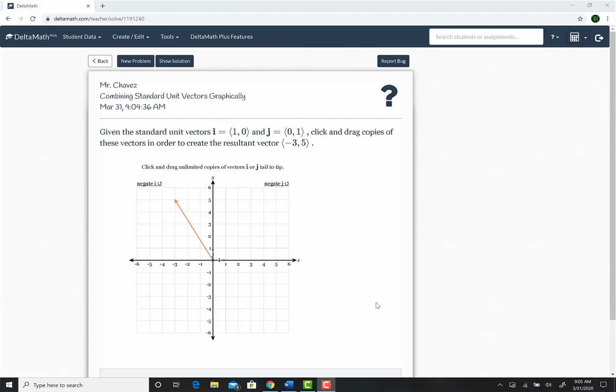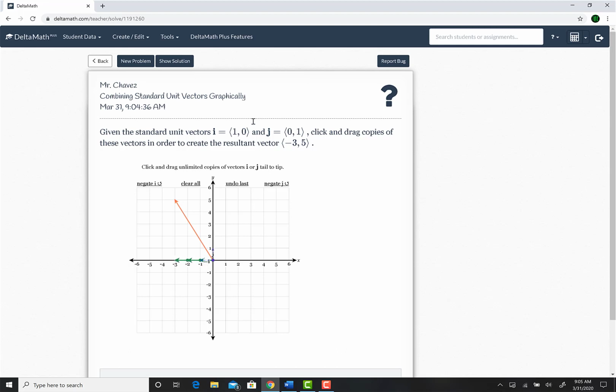Hey guys, here we go. Again, like we stated earlier, that -3, 5 is like saying -3i plus 5j. Since I need to go in the opposite direction, here's my i vector and my j vector. The unit vector, unit just means 1, right? So I need to negate i because I need to go in the other direction, and I need 3 of those going to the left. Well, I already got 1 there, so here's the second one, and then here's the third one.